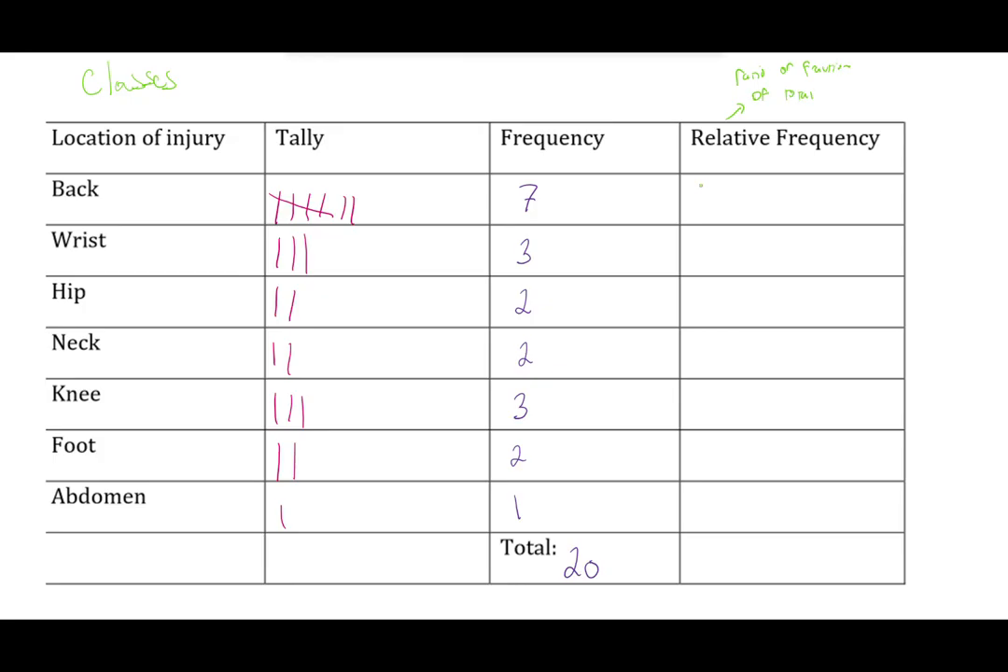So in this case, we will take 7 back injuries out of a total of 20, 3 wrist injuries out of a total of 20, 2 out of 20, 2 out of 20, 3 out of 20, 2 out of 20, and then 1 out of 20.